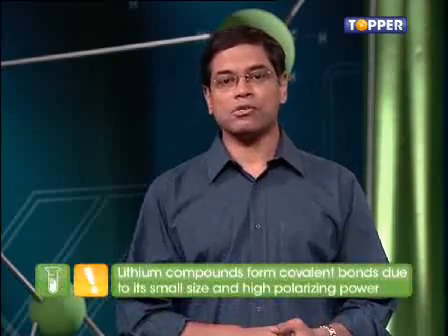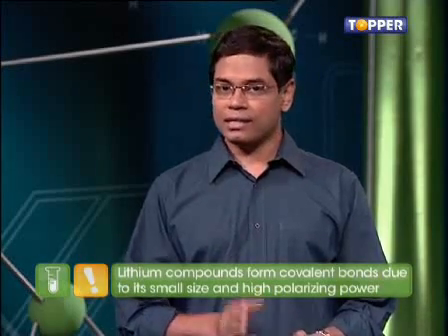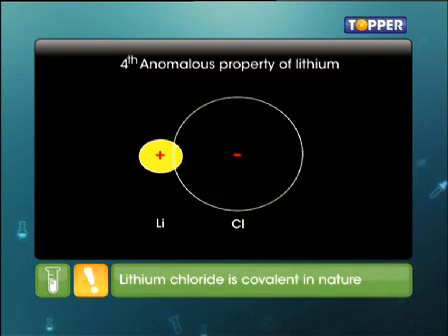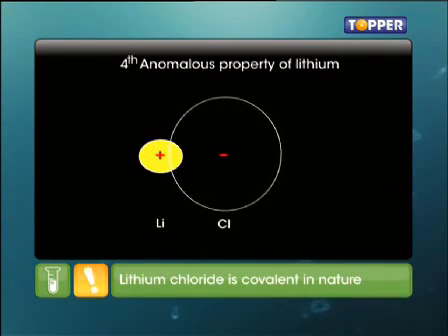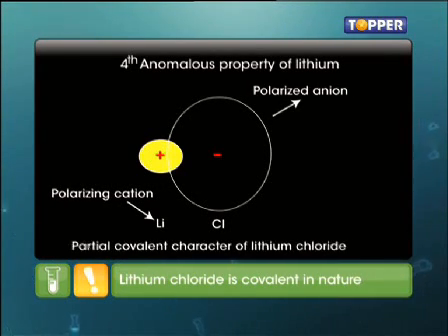Coming to the fourth anomalous property now. Lithium is a group 1 element, so its compounds should form ionic bonds. But actually, its compounds form covalent bonds due to its small size and high polarizing power. Let us understand this property by taking lithium chloride as an example. The lithium ion is small in size, so the tendency to distort the electron cloud of the anion by withdrawing the electrons from the negative ion towards itself is the maximum for it. Due to this distortion, the charges on the ions get neutralized, giving the bond a covalent character.